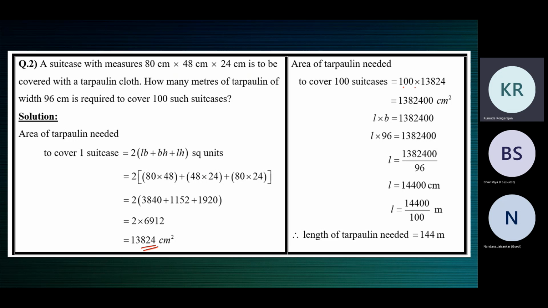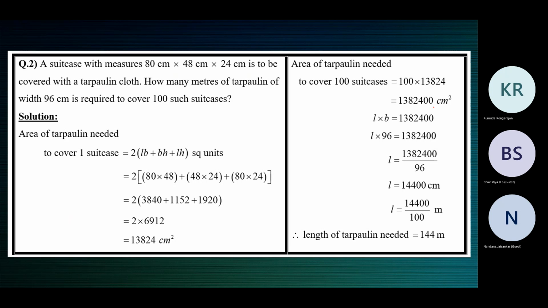So into 100 will be the TSA of 100 suitcases, or the area of tarpaulin required to make 100 suitcases. It is a total surface area because you have to cover the suitcase with tarpaulin all over. All the 6 faces have to be covered with tarpaulin on the outside. So total surface area into 100 will be the area of tarpaulin needed to make 100 suitcases.